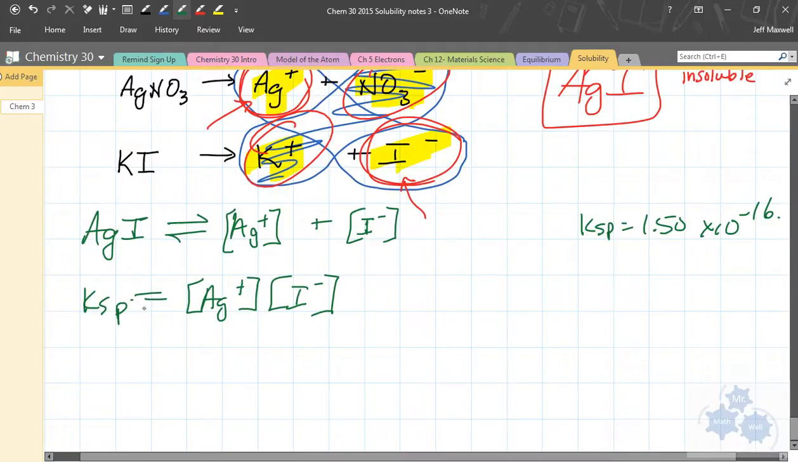Okay. So what we're trying to find out, this is what we got to do. We got to find out what is the concentration of silver in this solution. What is the concentration of iodide in this solution? Then we have to multiply those concentrations together and see if it's greater than or less than this number.